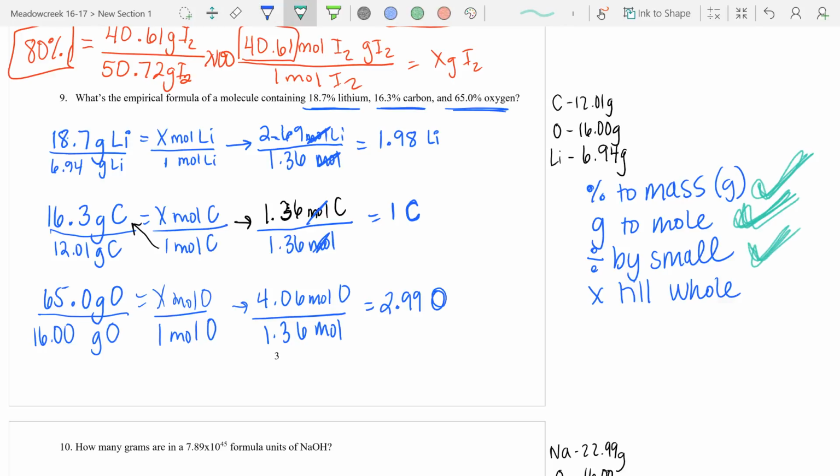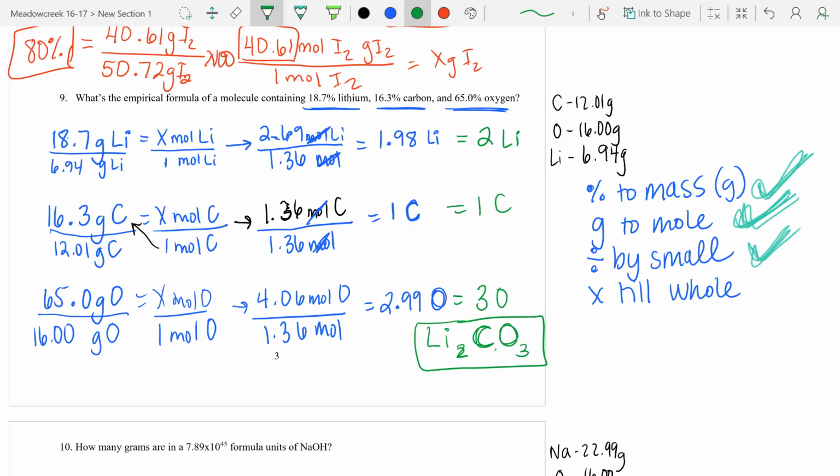Now, my fourth step is sometimes we need it and sometimes we don't. If we look at it as multiply to a whole, these need to be whole numbers. 1.98 is extremely close to the whole number 2. So we actually don't need to multiply, because 2.99 is also extremely close to 3 for oxygen, and carbon is already 1. The way I would write my final answer is Li subscript 2 CO subscript 3. And I've got a complete answer. Remember, I could have written a 1 here, but I normally don't because chemists are real lazy.